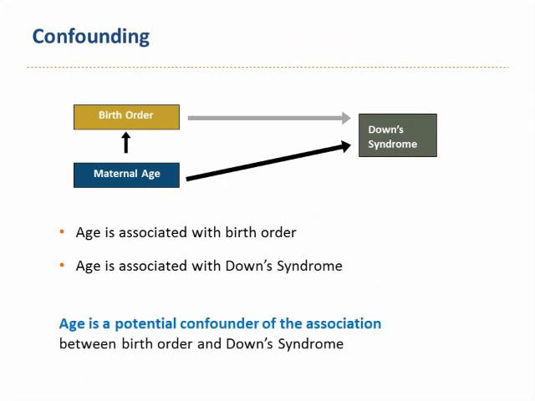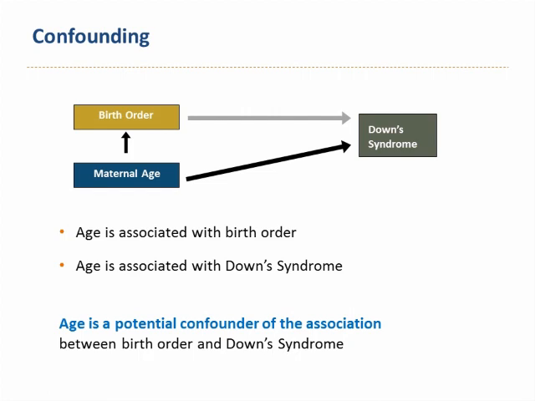So let's review our criteria for confounding. First, we want to look at what our exposure of interest is. In this case, we have birth order. Next, we want to think about our disease outcome that we're interested in, in this case, Down syndrome. We observe a strong association between birth order and Down syndrome, but we might also be concerned about maternal age.